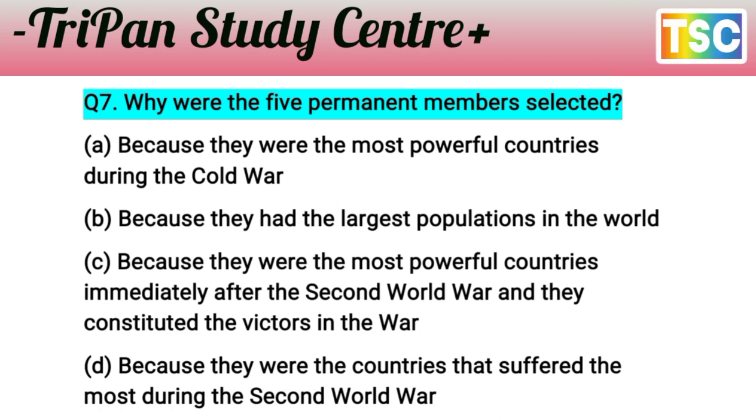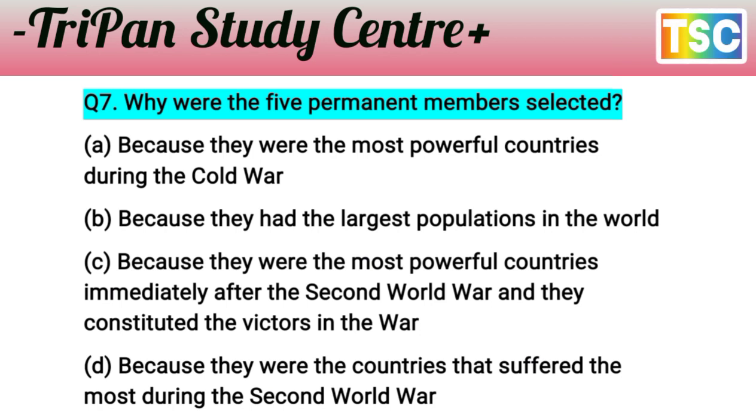Question is clear. Why were the 5 permanent members selected? You know that the UN has 5 permanent members and 10 temporary members here. Total members is 15. That's important. But here 5 permanent members selected. Why were they? That's important. Because they were the most powerful country during the Cold War. That's not a favorable answer for this question. A is eliminated here.